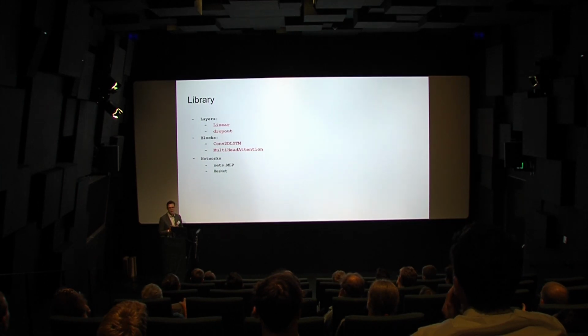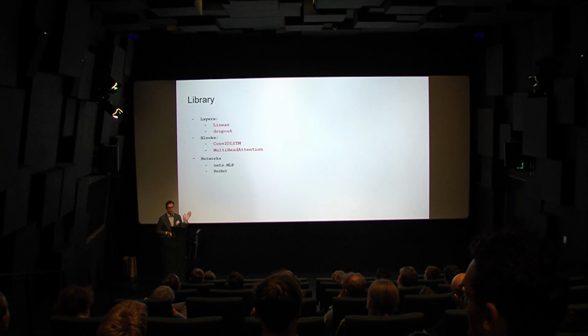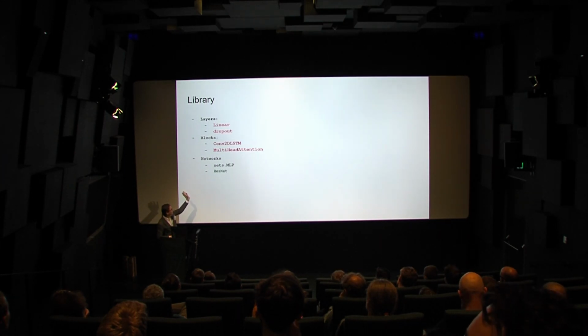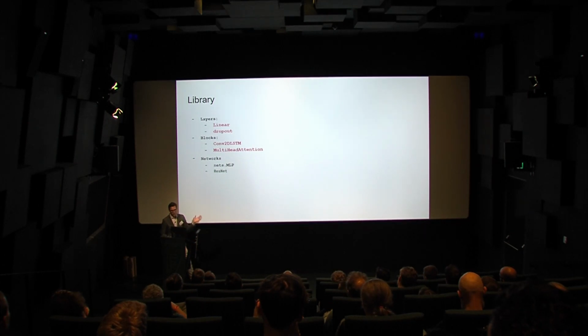But in addition, Haiku is also just a library of several components that allows you to mix and match several things, like multi-headed attention with a dropout layer or a linear layer. They even have complete networks like ResNet with pre-trained weights. So this is already all in this library, and you can just mix and match all these components in a very natural way.